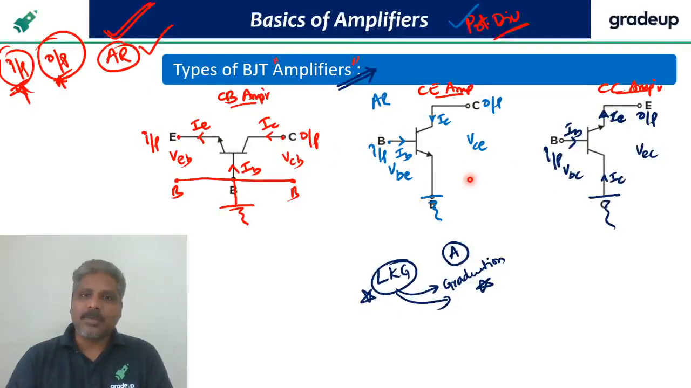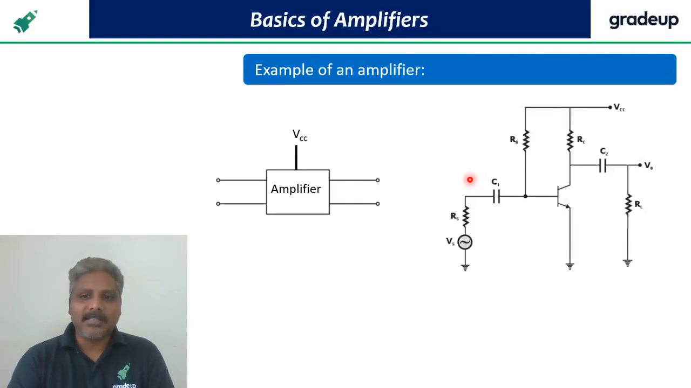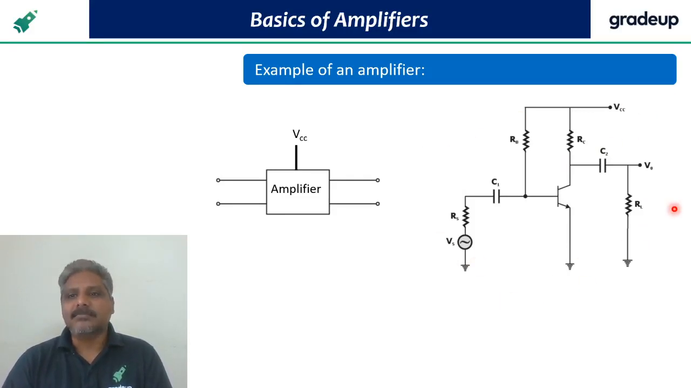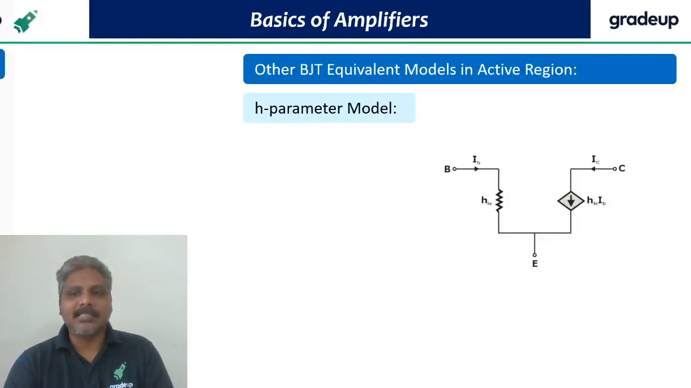Suppose I show you a complete amplifier like this. Here is the amplifier. This is a complete amplifier, an example of an amplifier. But if I show you directly like this, you may have many questions: what is this VS, RS, C1, C2, RL, RC, VCC? What are all these things? You will get confused. That's why I am trying to explain one by one.